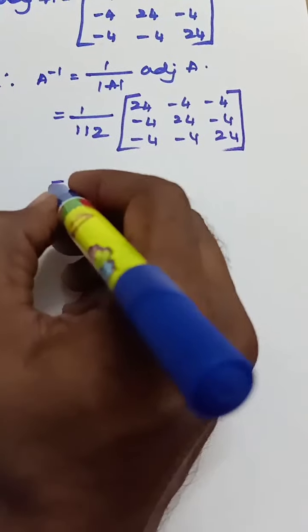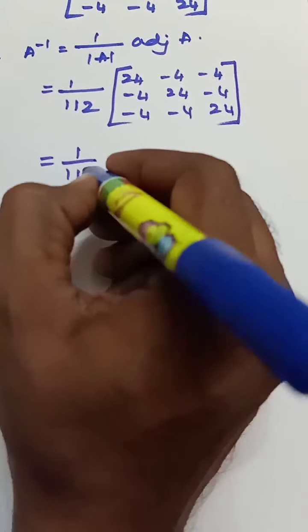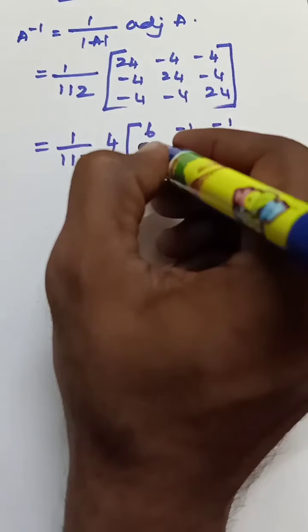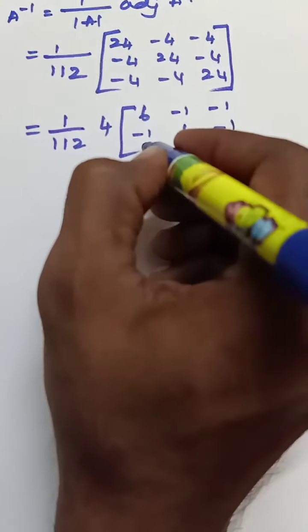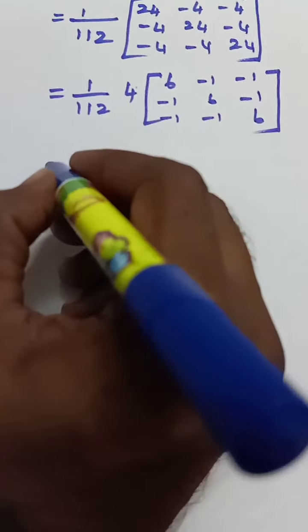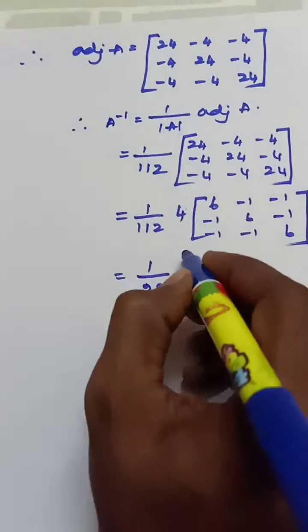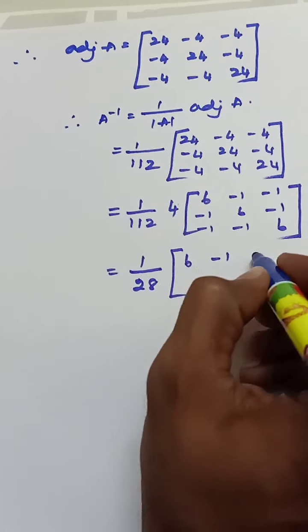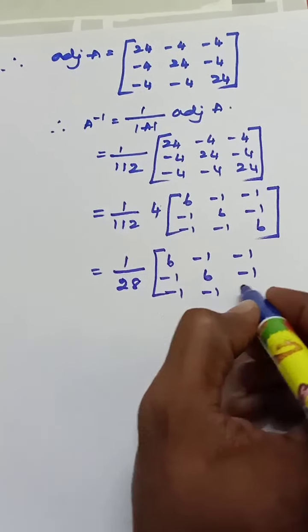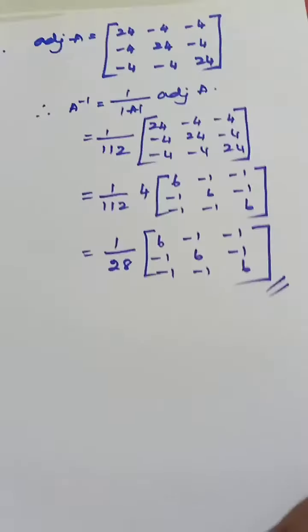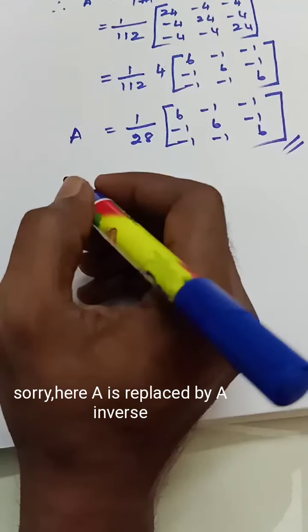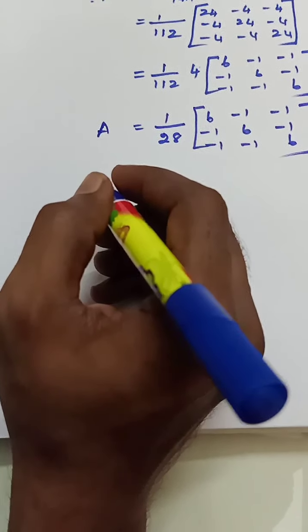Inside, 4 is a common factor, so we can take 4 as common factor. The matrix becomes 6, minus 1, minus 1; minus 1, 6, minus 1; minus 1, minus 1, 6. The 4 and 112 we can cancel. It becomes 1 by 28 of the matrix. So your answer is 1 by 28 into the matrix. It's clear. You can practice with this same question two times.